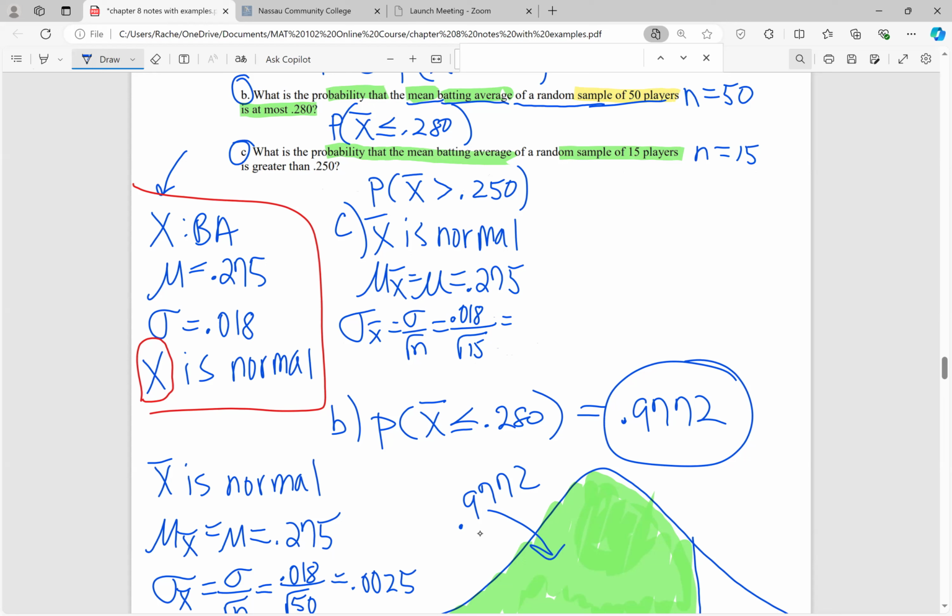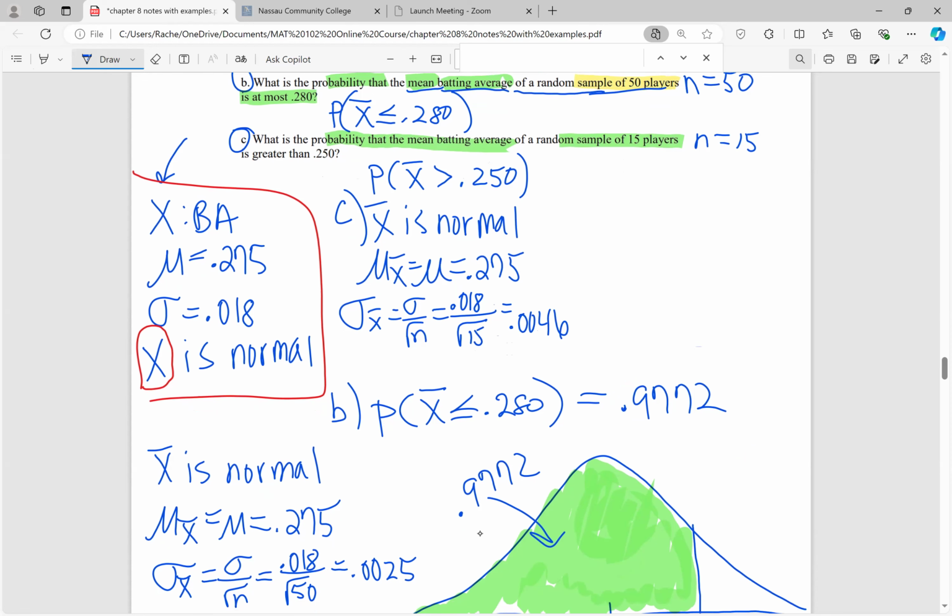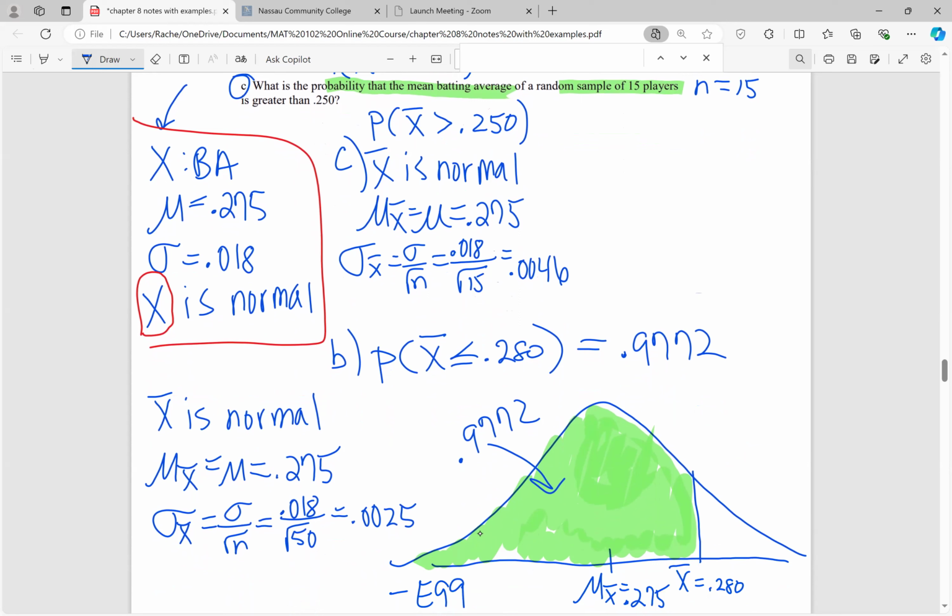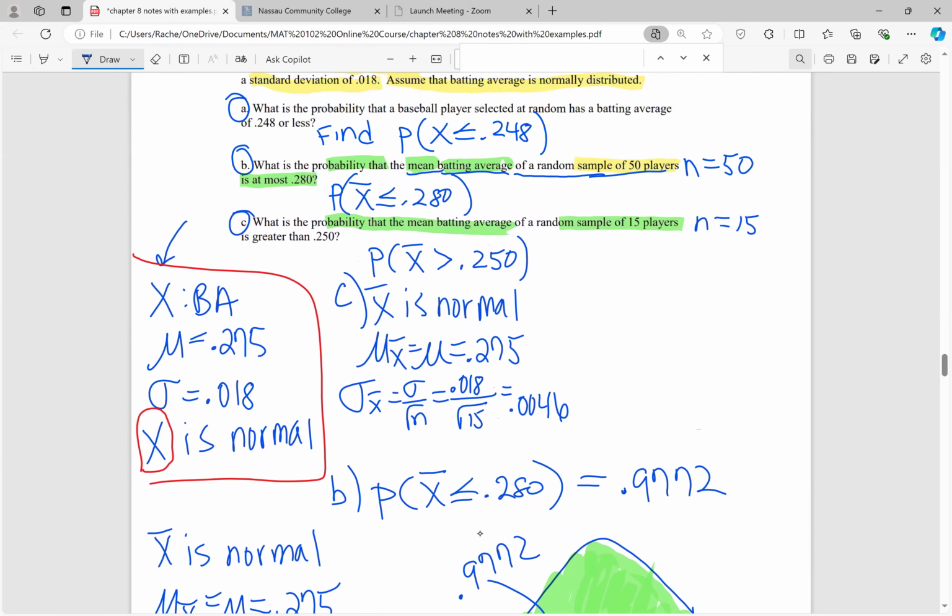So let's divide this out. So let's take 0.018 and divide by the square root of 15. We get 0.0046. Which is bigger than when the sample size was 50, right? When the sample size was 50, my standard error was smaller, it's 0.0025. So I'll make a note of that before we end this lesson on the whiteboard, that as our sample size increases, the standard error gets smaller, but as the sample size gets smaller, the standard error increases. It'll have the opposite effect. So I'll write that down, but let's just finish this question.